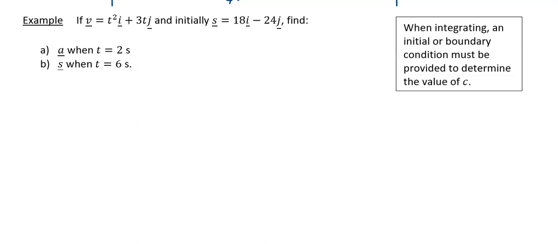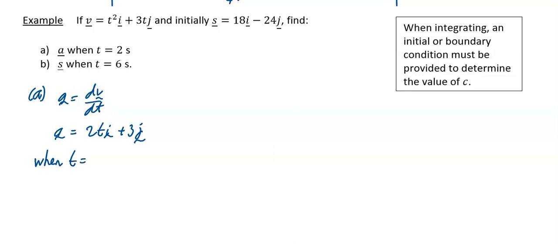Okay, in this example it says if v is equal to t squared i plus 3t j, and the first part says find a when t is equal to 2. So to get your a, you're just going to do your dv by dt. In this case, differentiate your v, you're going to get 2t i plus 3j, and just say when t is equal to 2, your a is equal to 2 times 2, which is going to be 4i, plus 3j, and that's going to be meters per second squared.